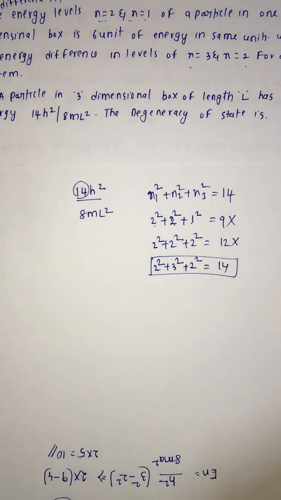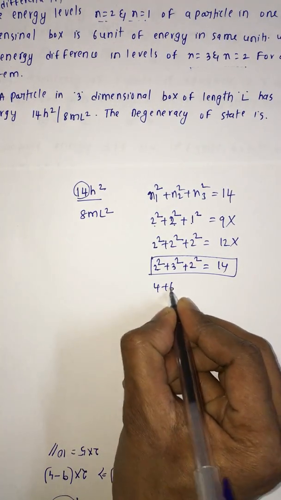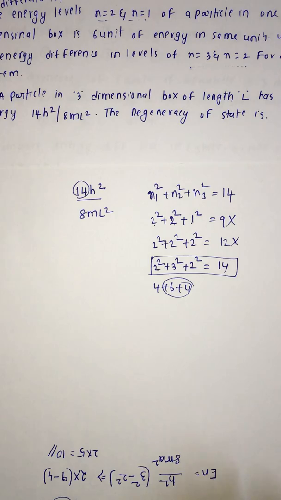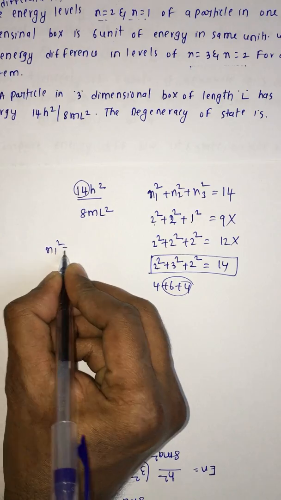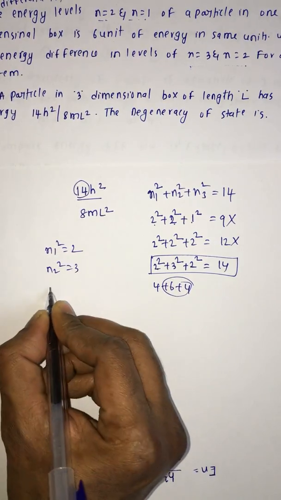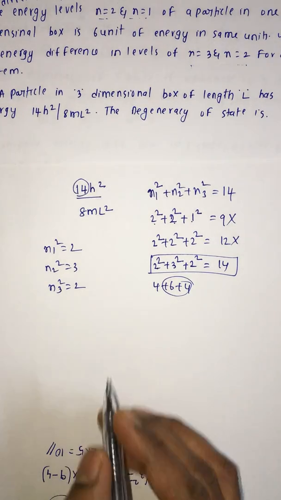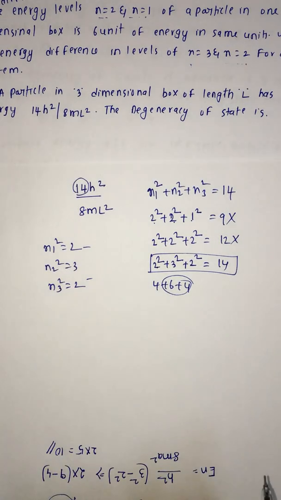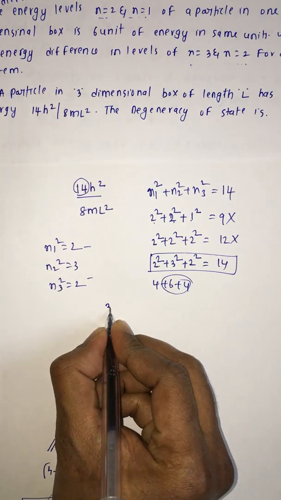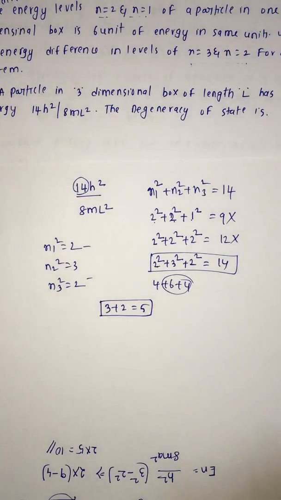So 2 square, 3 square, 2 square: 4 plus 9 plus 4. Now we have to calculate the degeneracy of this one. For 14, n1 square is 2, n2 square is 3, and n3 square is 2. Whatever number is common here, we will take only one time. So here 2 is common, so we take it only once. So 3 plus 2 equals 5. This is the degeneracy of this one.